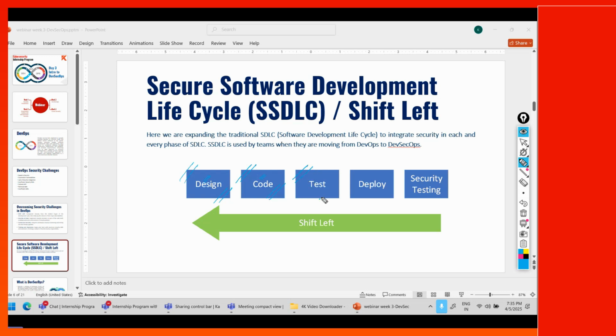And then, once the code is done, they are going to test that the code is working properly. Then they are going to deploy that code. And finally, there is security testing of that. This is before DevSecOps, right? So instead of having security at the end, we want to bring security to an earlier stage itself.